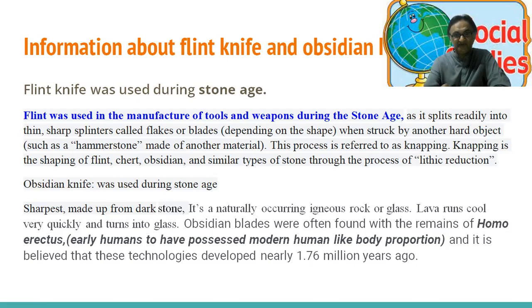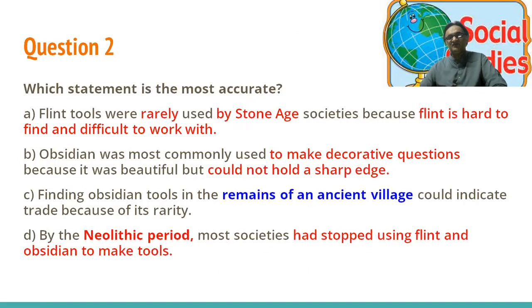So let's talk about the question. This is information about these two knives. Now the question is: which statement is the most accurate? The first one is about the flint knives: flint tools were rarely used. The word rarely is not suitable, because during the Stone Age, these were the only tools used for hunting and these purposes. Another option says societies avoided them because flint is hard to find and difficult to work.